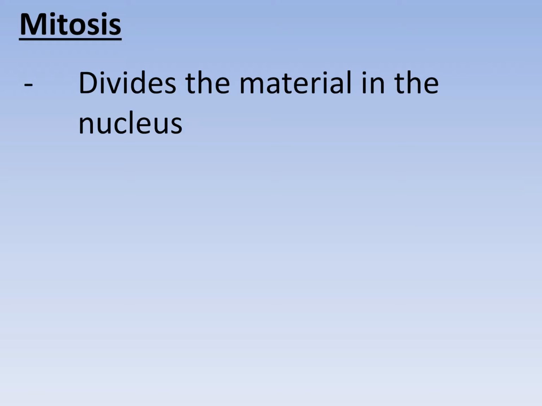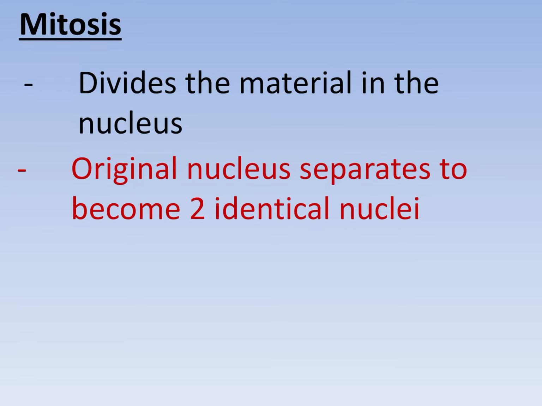Remember, in the growth phase, we've sort of already started copying it. Now, the original nucleus separates to become two identical nuclei. Okay, so it's going to separate, and then they're going to be exactly the same by the end.